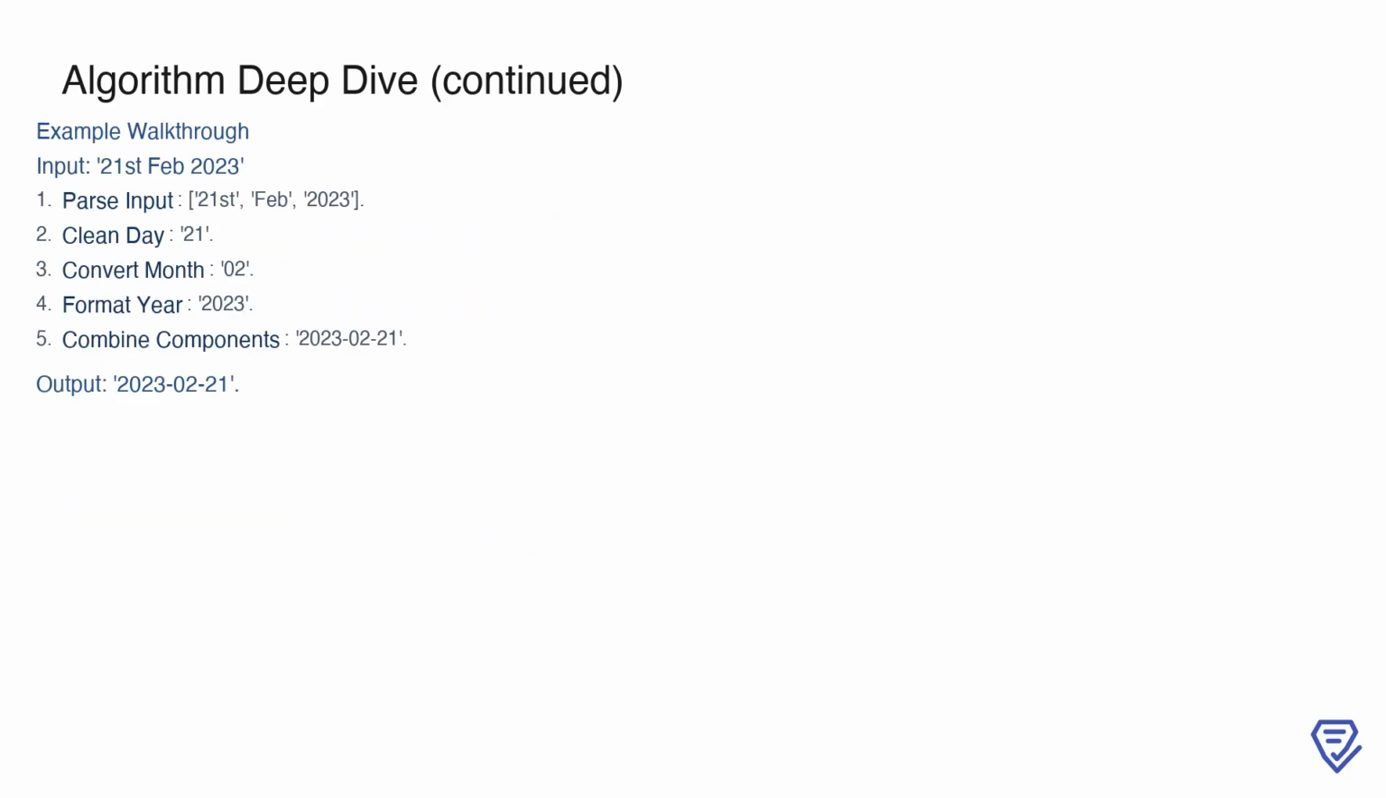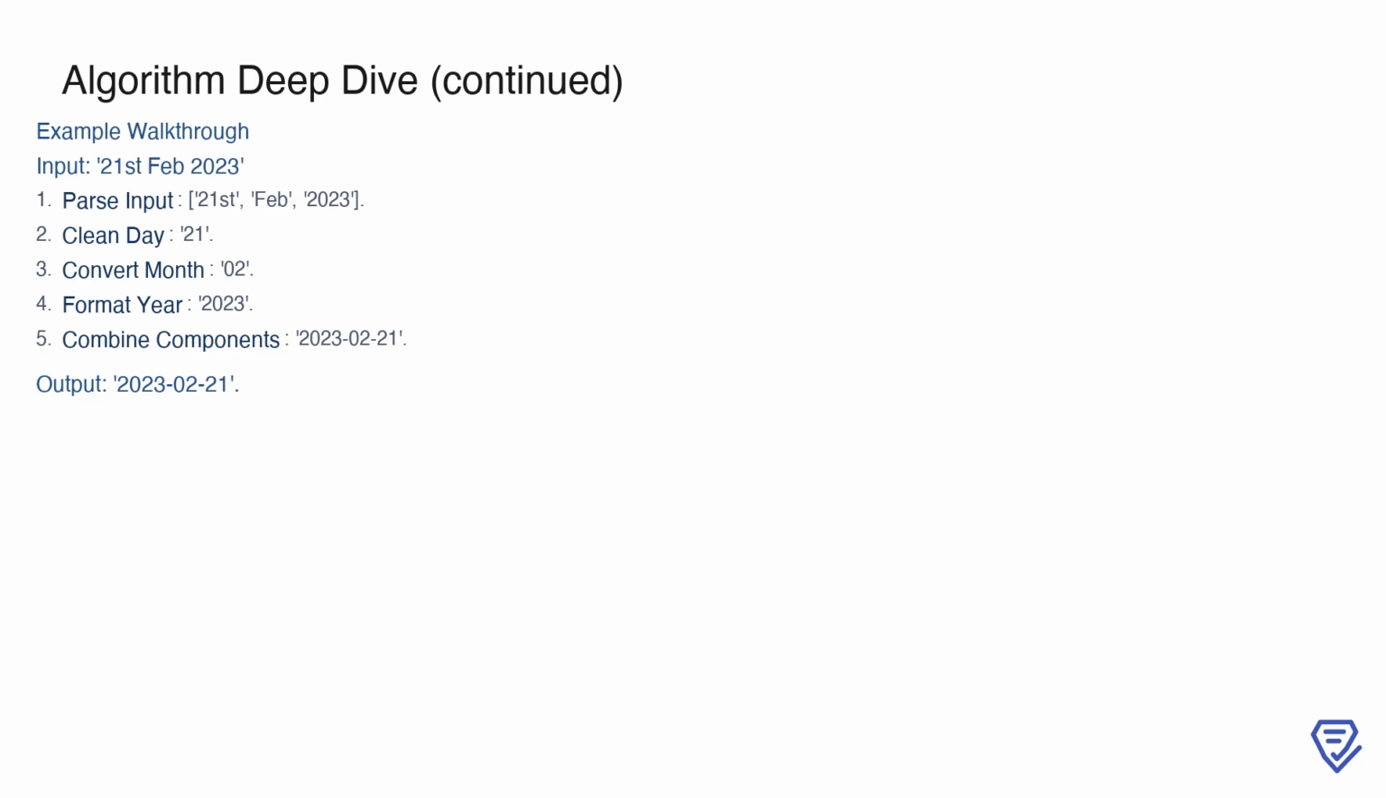Let's walk through an example to solidify the process. Suppose the input is 21st February 2023. First, we parse the input string into its components: 21st, February, 2023. Next, we clean the day component by stripping the ordinal suffix, resulting in 21. Then, we convert the month by looking up February in our dictionary, which gives 02.